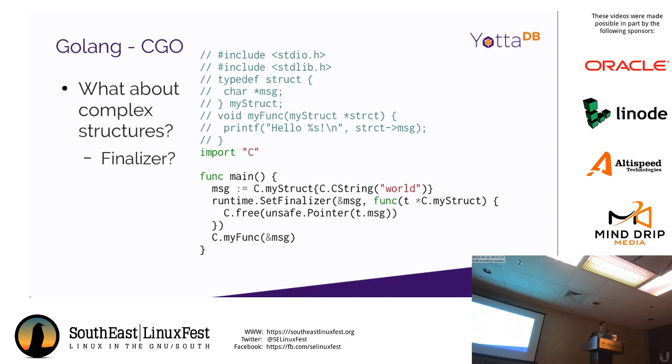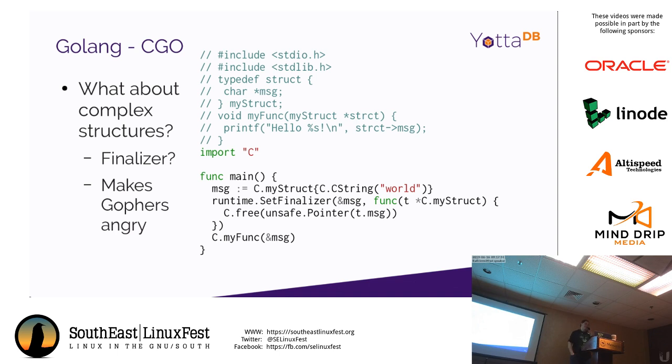Go has a notion of something called a finalizer. Does anybody who speaks Go know what a finalizer is? There's no gophers in here? Good, because finalizers make gophers very, very angry. They get very grumpy at people who use them. The reason is that they're a little bit abusive.